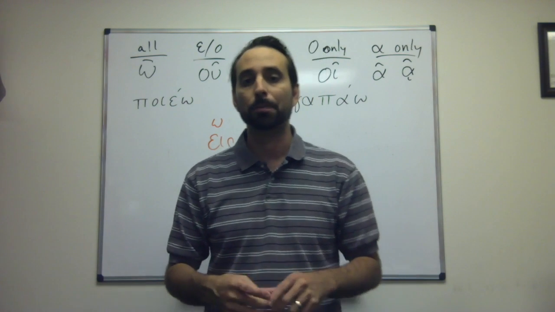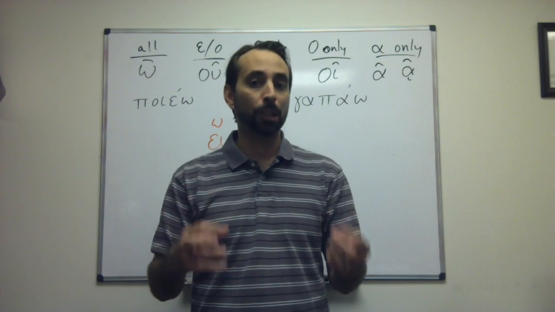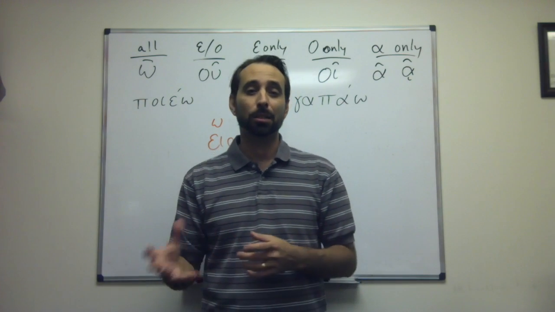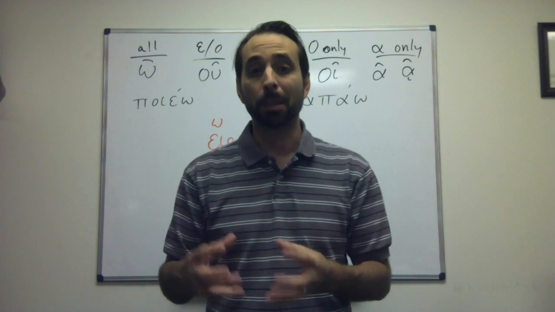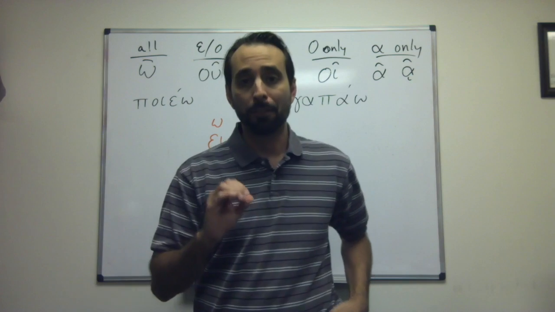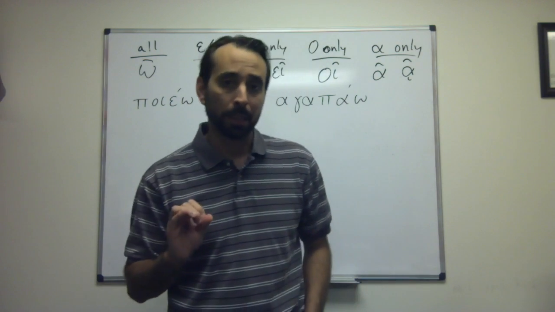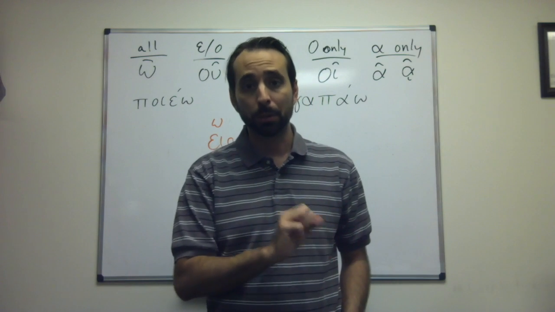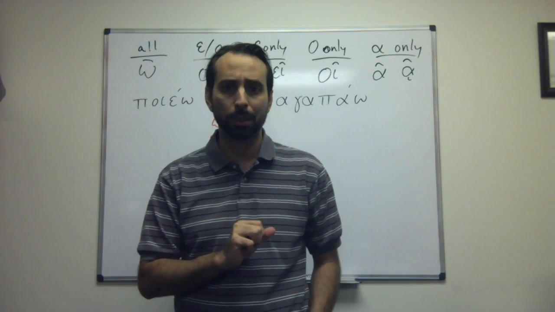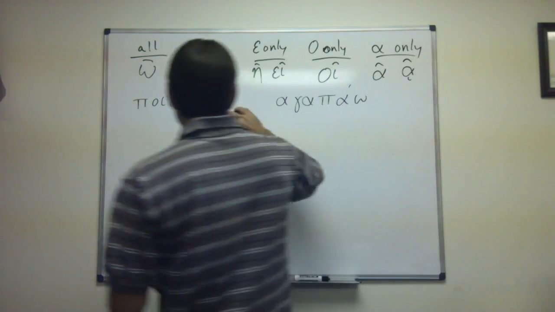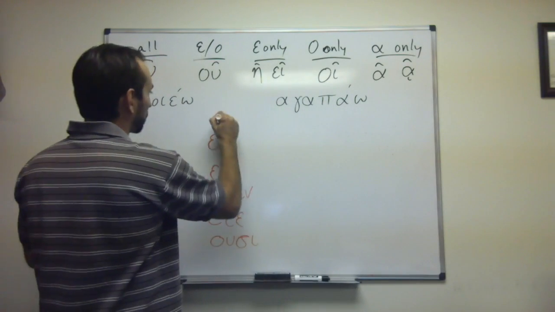Now, what are contract verbs? Contract verbs are verbs whose stem ends in a vowel: an E, an O, or an A, an epsilon, an omicron, or an alpha. If a verb ends with a vowel, then when you add your endings, the endings you learned back in chapters 2 and 3, something happens. Let me write those up here real quick.